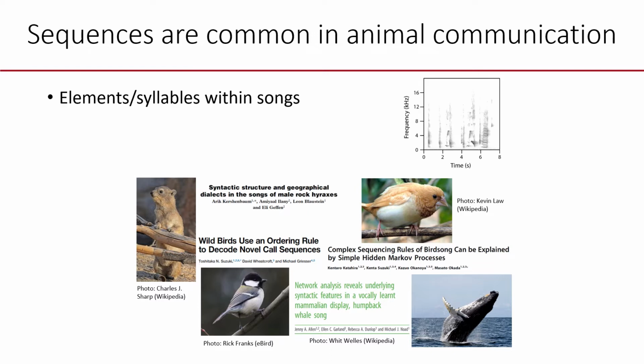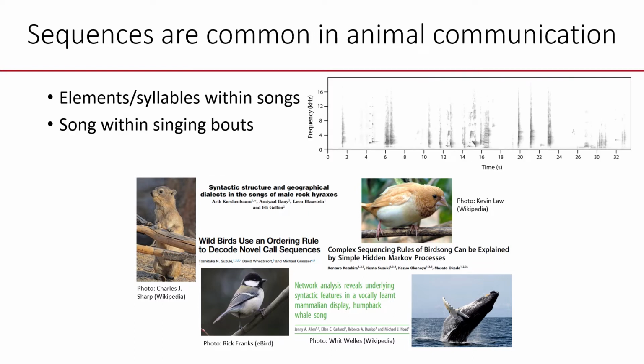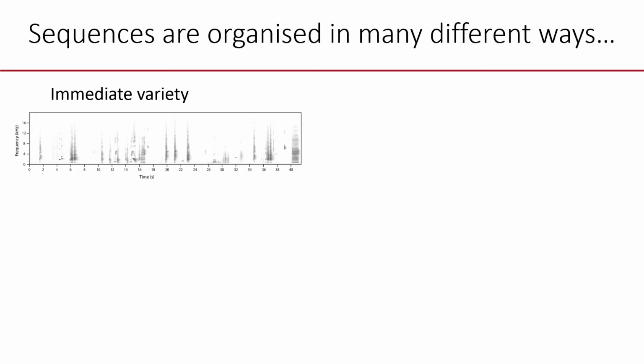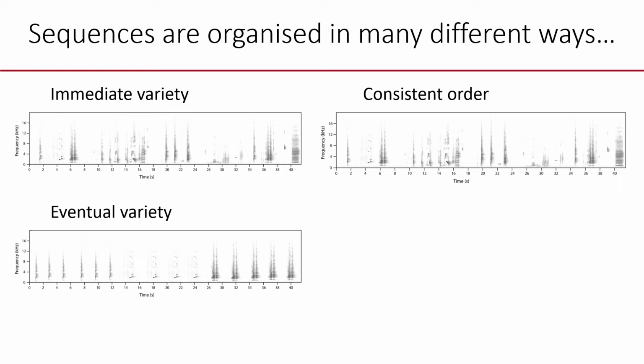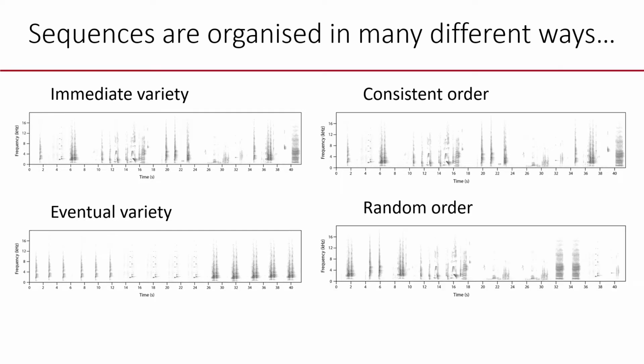Sequences can include elements or syllables within songs, or at a higher order, songs within singing bouts. Sequences have been demonstrated in a number of animals, including whales and hyraxes, and particularly in birds. Sequence patterns range from singing with immediate variety, where every consecutive song is different, to singing with eventual variety, where a song type is repeated many times before switching. The predictability of the order of songs also varies between species. Some sing the same songs in the same order each time, whereas others present them more randomly.